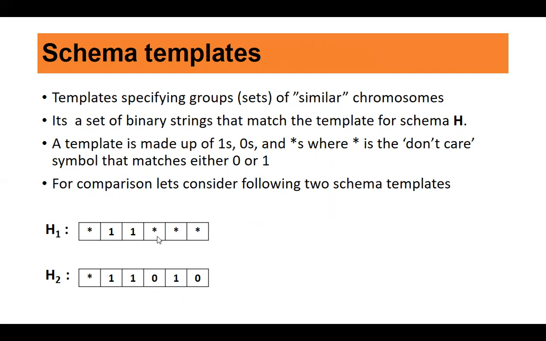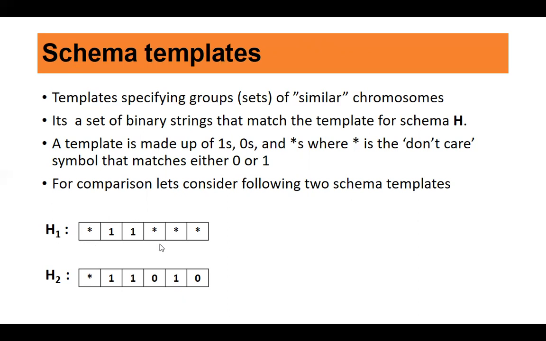Star is nothing but a don't care symbol that matches either 0 or 1. We can also call it a wildcard character or wildcard symbol. For comparison, let's consider two schema templates, H1 and H2. So there are some fixed numbers and stars in the templates, right? Stars can take the value 0 or 1, right? As we said, it's like a wildcard symbol or wildcard character.